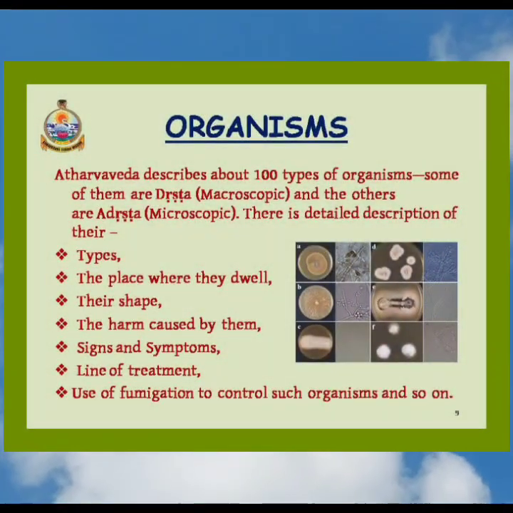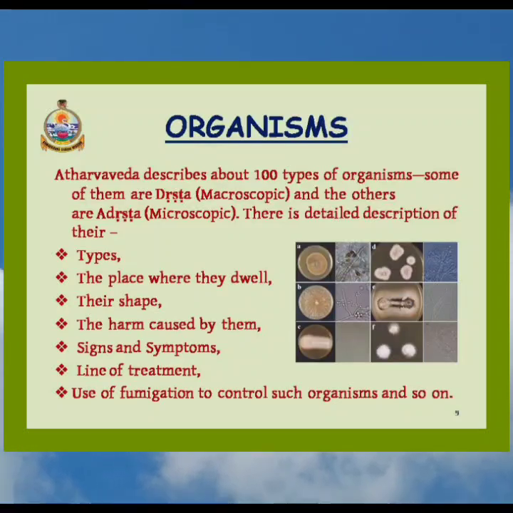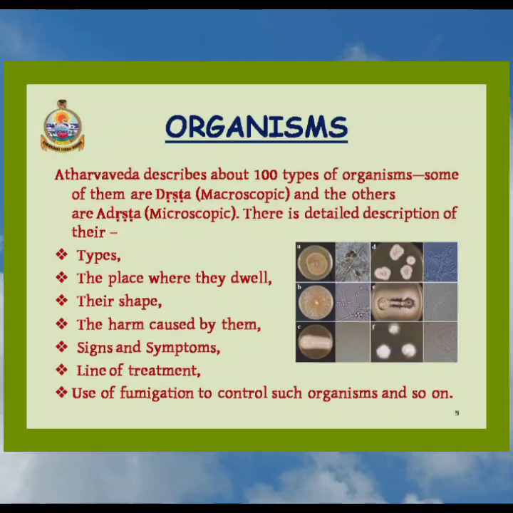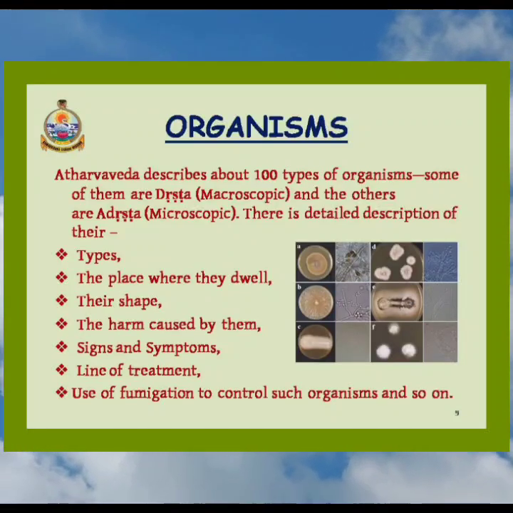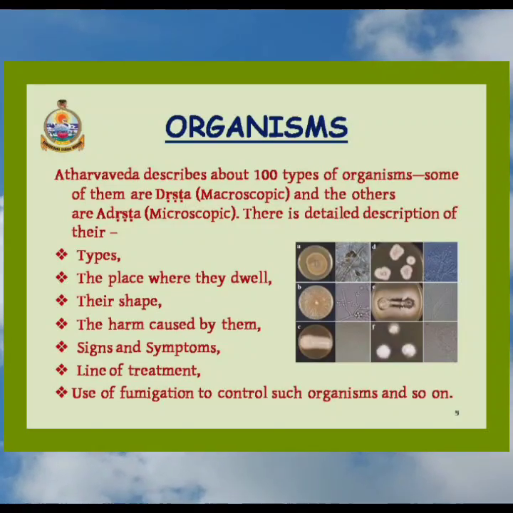Atharvaveda describes about 100 types of organisms. Some of them are drishta, macroscopic, and the others are adrishta, microscopic. There is detailed description of their types, the place where they dwell, their shape, the harm caused by them, signs and symptoms, line of treatment, use of fumigation to control such organisms, and so on.